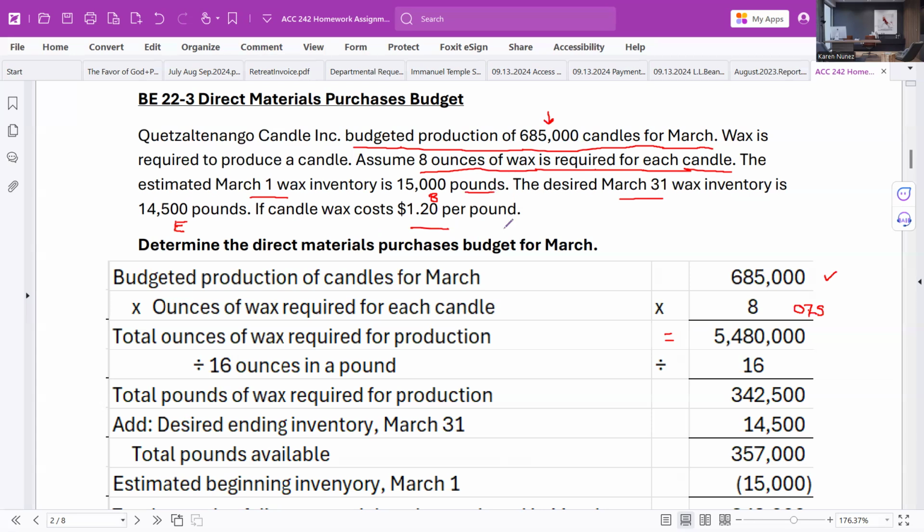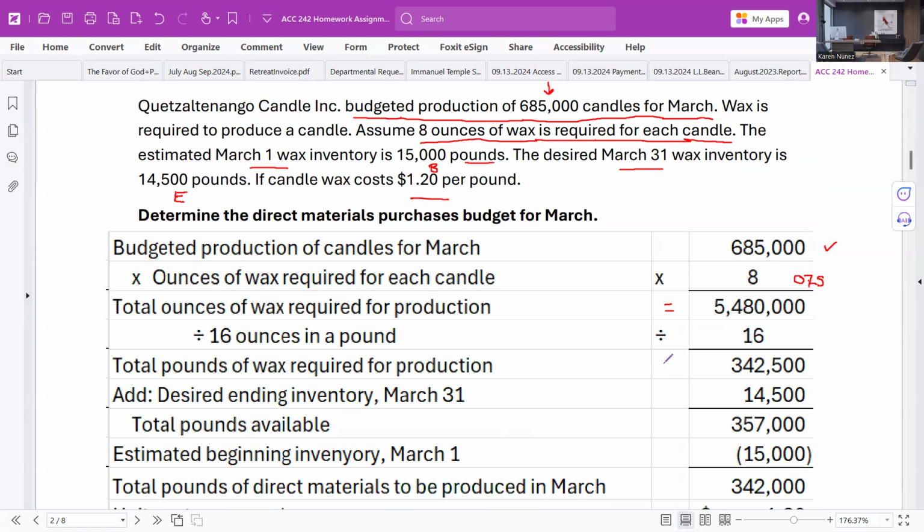So because everything else is in pounds, we're going to convert the ounces that they need for production to pounds so that we have a common denominator. And since there are 16 ounces in a pound, we're just going to divide by 16. So we're going to take the 5,480,000 ounces that we need for production, divide by 16 ounces, and these are the pounds that they need for production.